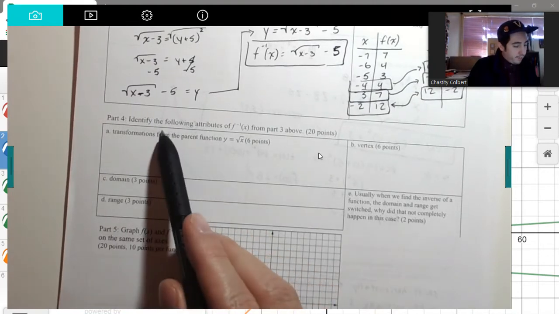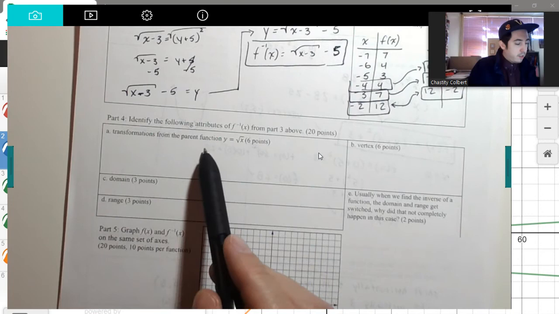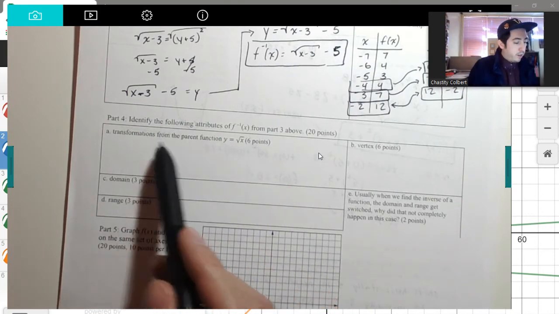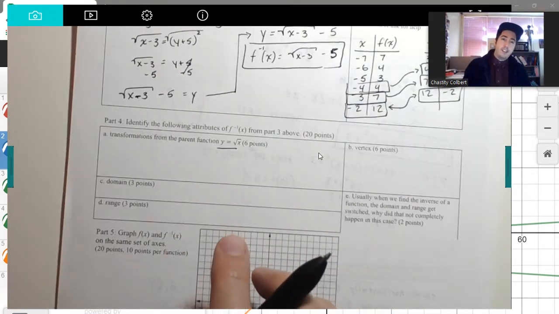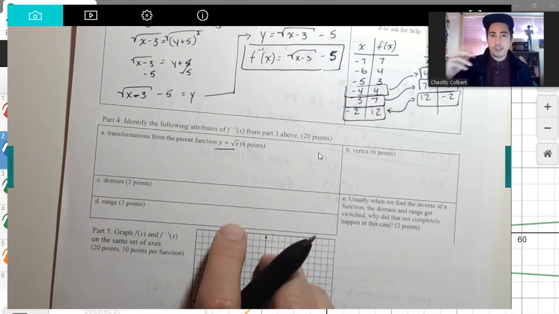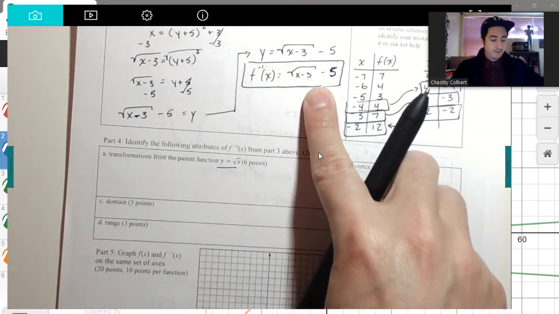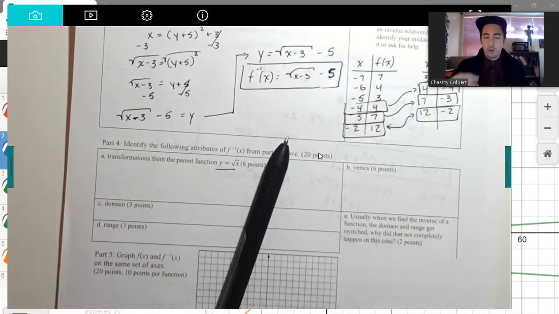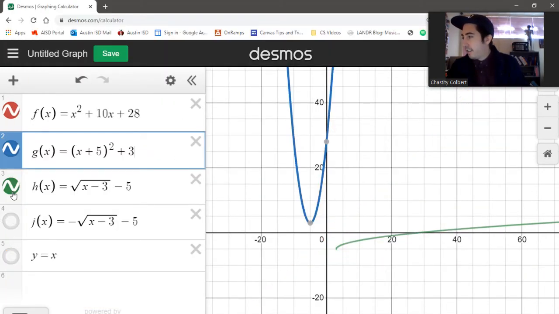Okay. Identify the following attributes of the inverse from part 3 above. So this one, right? This is the parent function, the parent square root function. y equals square root of x. What are the transformations of this? So transformations again. Did you shift right? Did you shift down? What did you do? Let's just look at it. Let's clear some of this. Let's get rid of it.